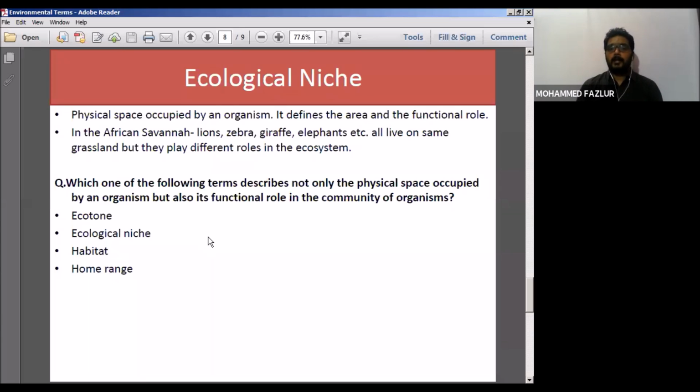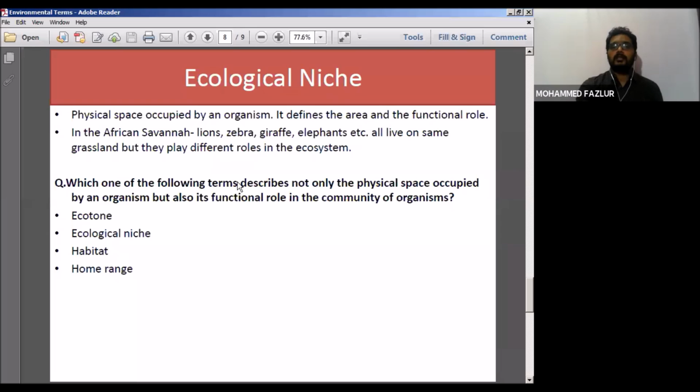So in this case, ecological niche means it defines that area and it also defines a particular role in that area. Ecological niche means the physical space occupied by a particular organism, which defines the area and also the functional role. We can take different examples like zebra, giraffe and elephants, which all live on the same grassland. But each species has a different functional role, though they all belong to one habitat. So what defines this functional role is the ecological niche.